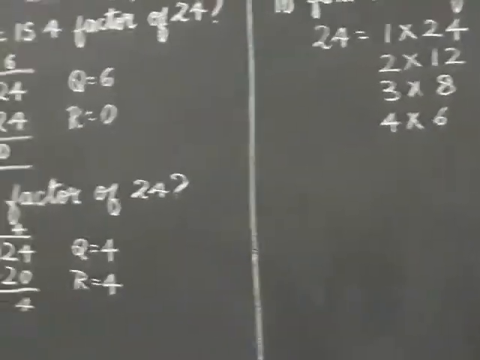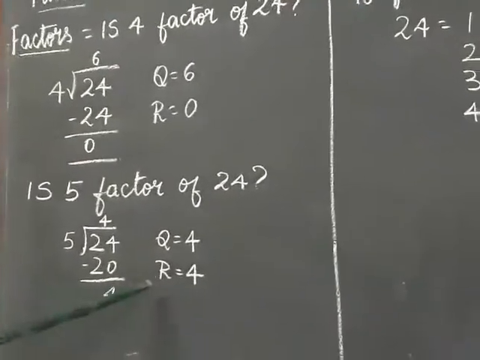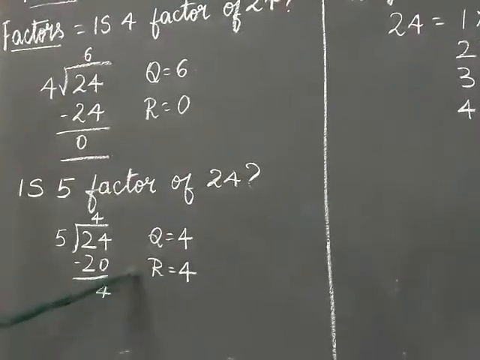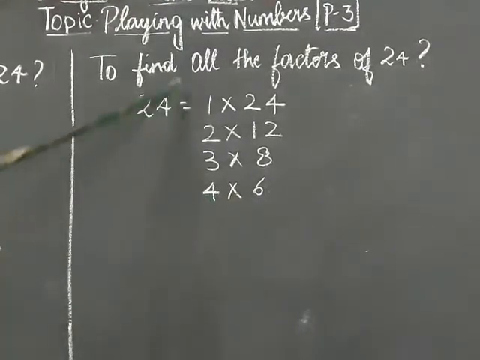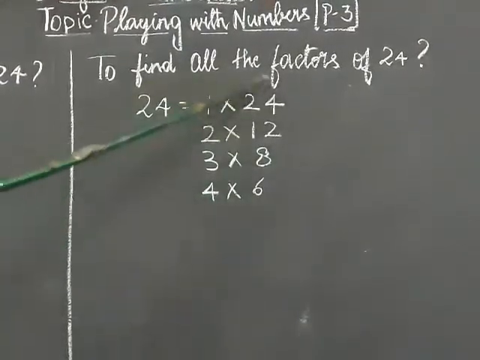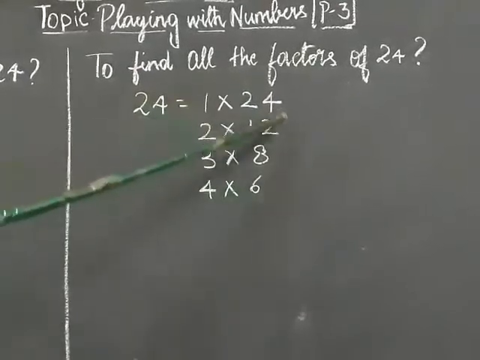No, 5 is not divisible by 4 because we get the remainder as 4. Next we will go to 6. 6 again is repeating here, that is 6 4s are 24. This is it. We have got all the factors of 24.